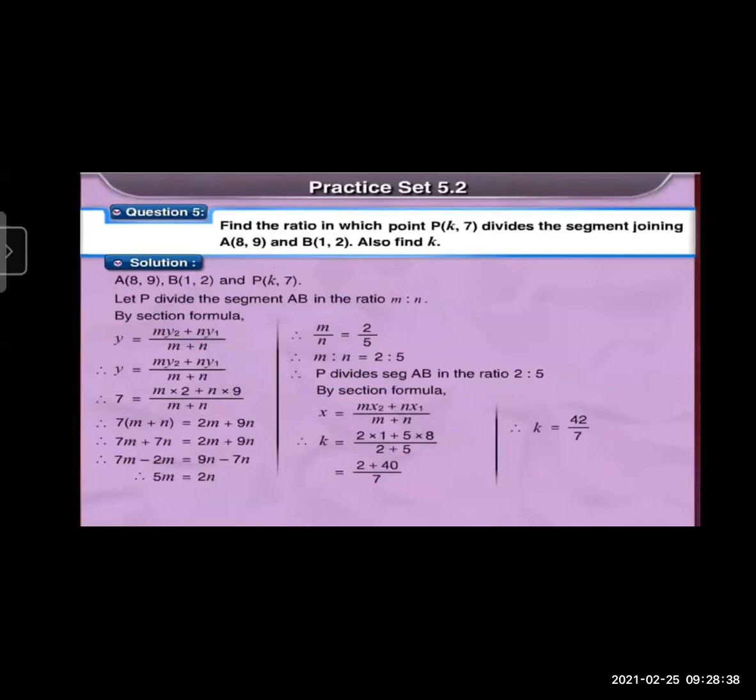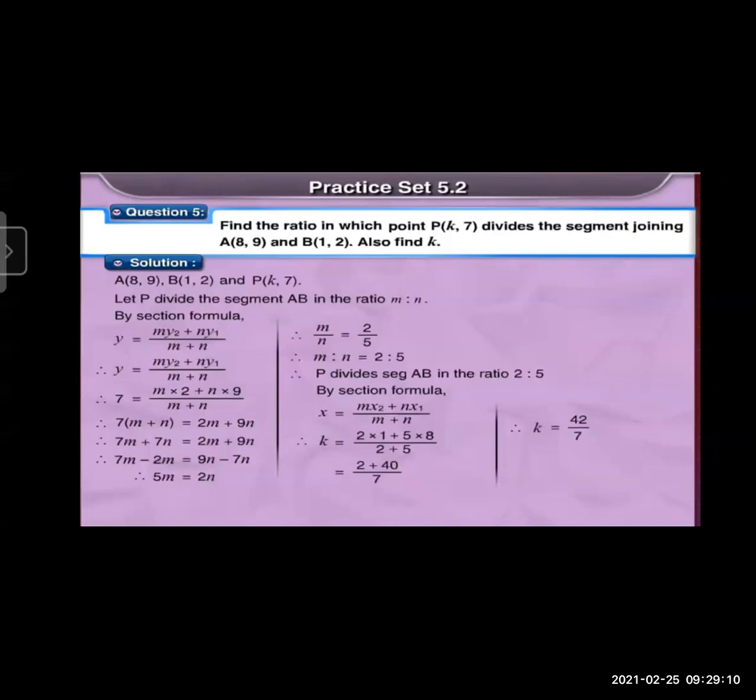Question number 5. Find the ratio in which point P (k, 7) divides the segment joining A and B. Also find k. First you find the ratio, and then after finding the ratio, find the value of k. So here we have A, B and P. First we write our given values: A having coordinate (8, 9), B having coordinate (1, 2), and P (k, 7).